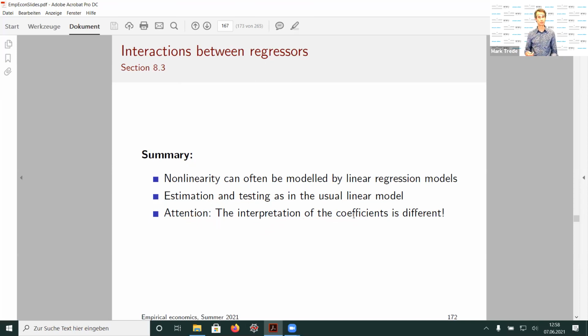But if you have nonlinearities or interactions, which are in a way a case of nonlinearity, then the interpretation of the coefficients is different because you can no longer change one of the variables on the right-hand side, keeping everything else constant. And that's the case because if you change one, you will induce changes in other places as well. So in that case, the interpretation of the coefficients is different and you have to take that into account.